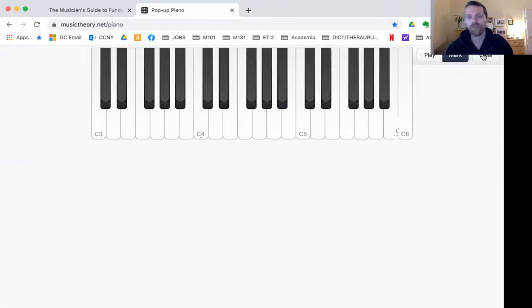So the easiest thing to remember for a half step is it's the smallest possible distance. The interval of a half step is the smallest possible distance from one pitch in either direction.